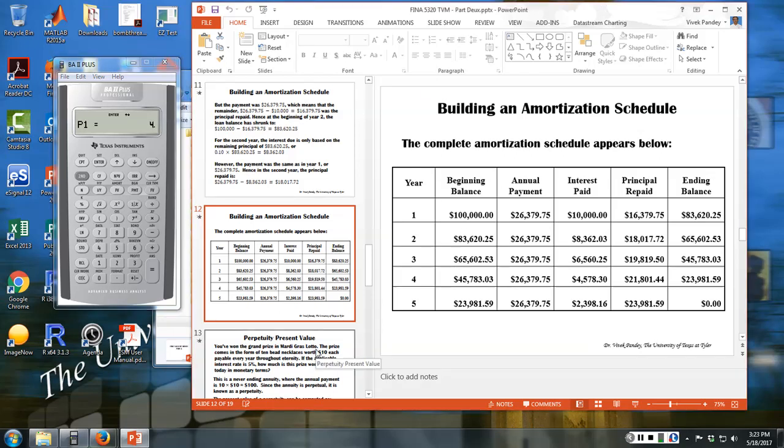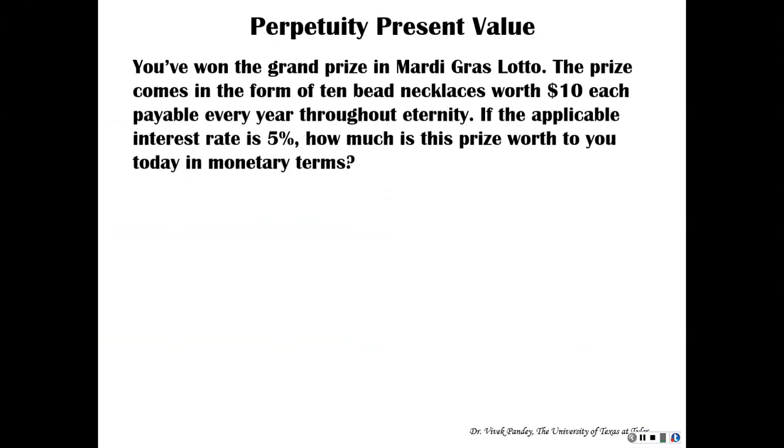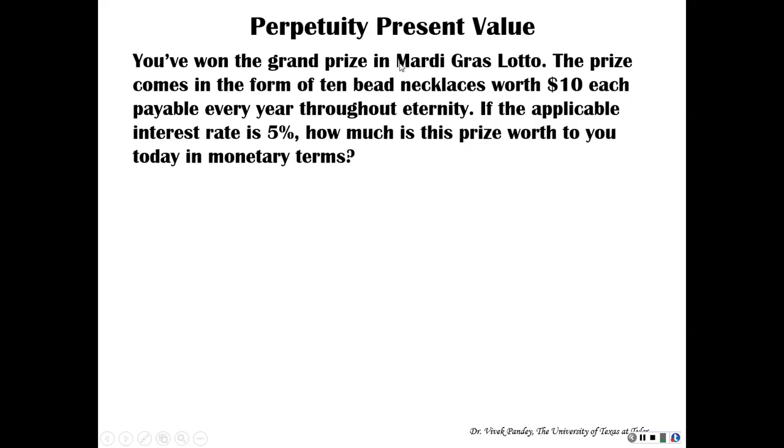Okay, and now let's move on to a perpetuity, right? So you won the grand prize in Mardi Gras Lotto. The prize comes in the form of 10 bead necklaces worth $10 each, payable every year throughout eternity. If the applicable interest rate is 5%, how much is the prize worth to you today in monetary terms?